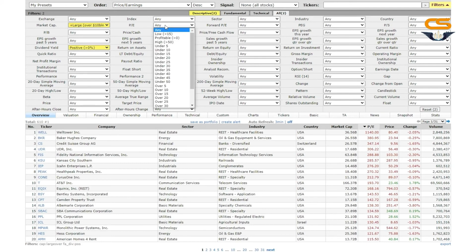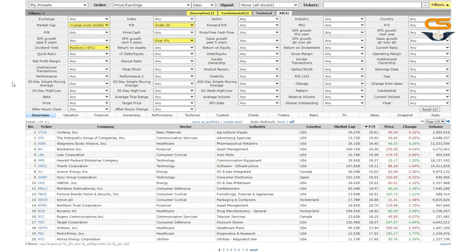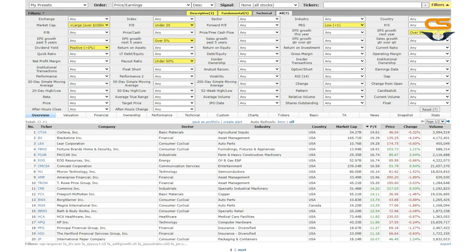Next, we want a PE ratio of under 20, saying it's potentially undervalued. Then we want an EPS growth for the next 5 years at over 5%, telling us the company is growing. We want a payout ratio of under 50%. We want a low PEG, giving us stocks that are undervalued. Then we want an EPS growth next year of over 5%. It's gonna give you a nice list.